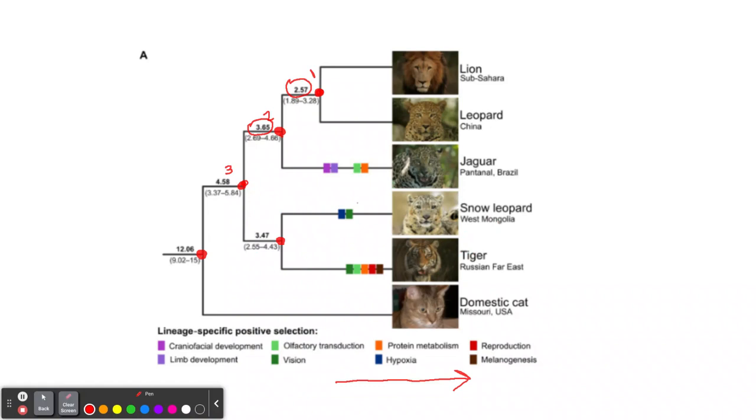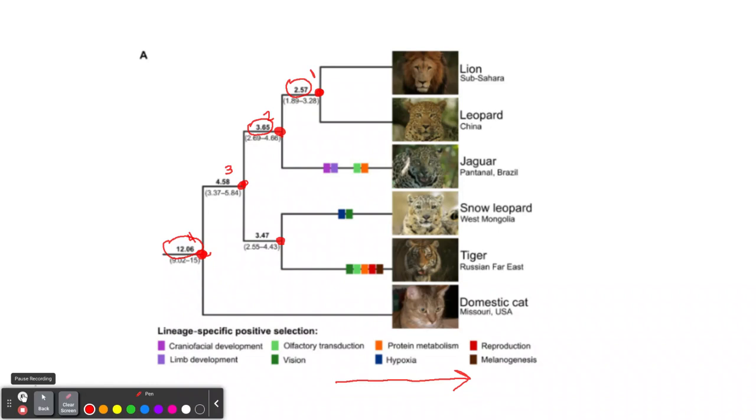And node 4, some 12 million years ago over here, would be the common ancestor of all the animals you see in this phylogenetic tree. So some 12 million years ago, this common ancestor would branch out. You would have the domestic cat, the tiger, the snow leopard, the jaguar, the leopard, and the lion.